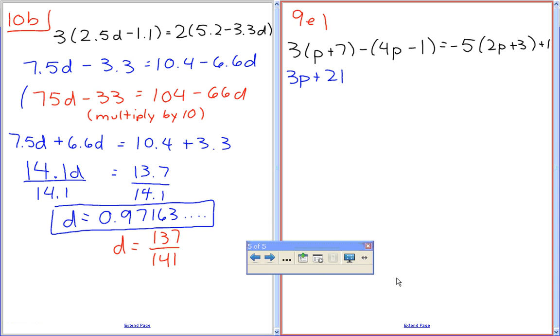Multiplying by a negative just means you're timesing by negative one, if you want to put a coefficient there, okay? So then what would you do? It's going to be like negative one times four P, so that's going to be minus four P.